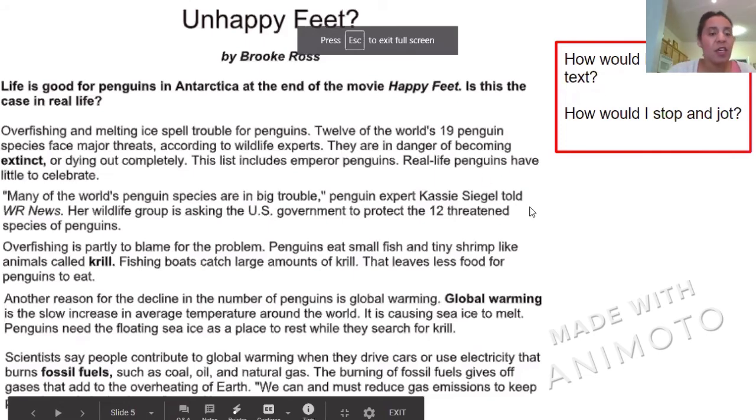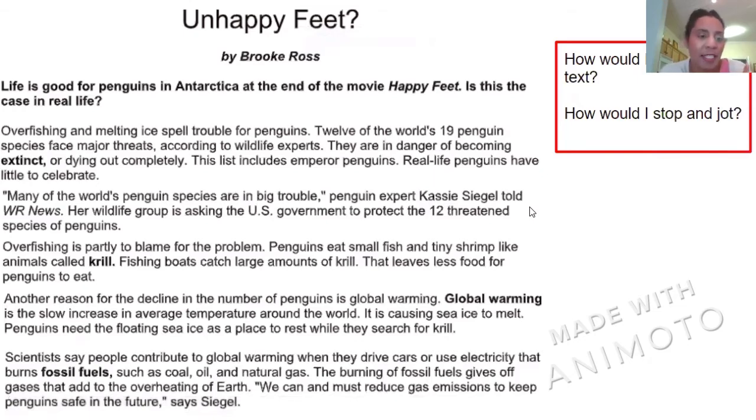Let's keep reading. Many of the world's penguin species are in trouble, penguin expert Cassie Siegel told WR News. Her wildlife group is asking that the U.S. government protect the 12 threatened species of penguins. Overfishing is partly the blame for the problem. Penguins eat small fish and tiny shrimp-like animals called krill. Fishing boats catch large amounts of krill. That leaves less food for penguins to eat.